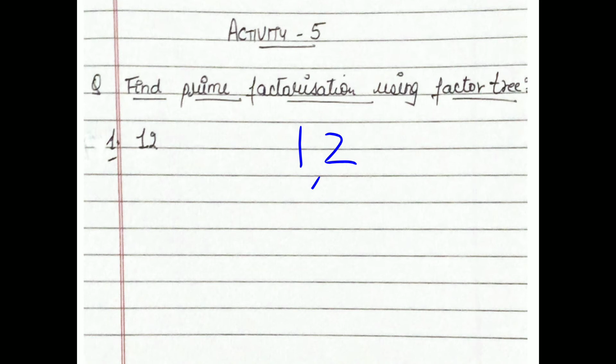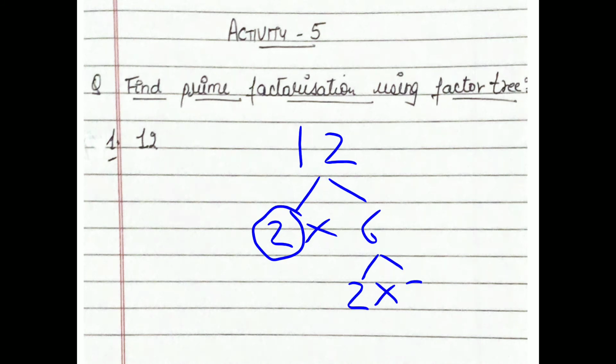So 12 comes at 2 6s are 12. So we get 2 and 6. 2 is a prime number because it does not come in any table. So what do we do? We will circle this number. Now we will see 6. 6 comes in another table, that is 2 3s are 6.